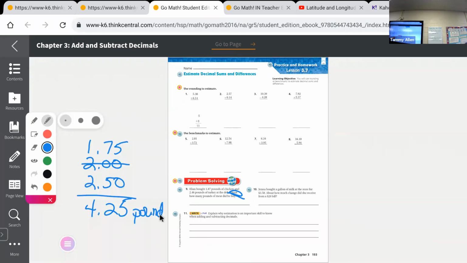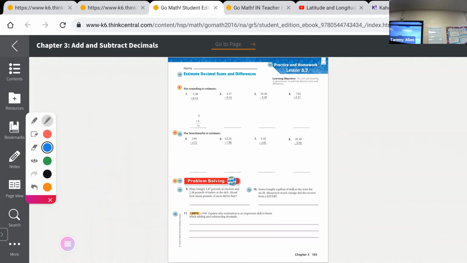Okay? If you had used rounding, probably to the nearest whole number, you would have had 2 for that and 2 for that, giving you 4 pounds. Okay? So that would have been rounding, this would have been benchmark. All right? Not a whole lot of difference here. Okay? Yes? Okay. But this, if you use benchmark, is what you should have used. Does that make sense? All right.